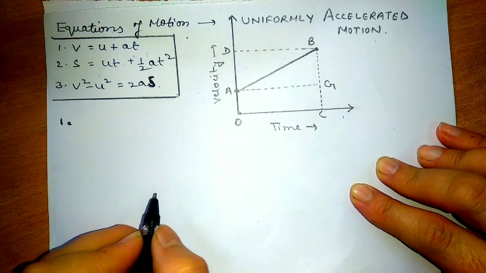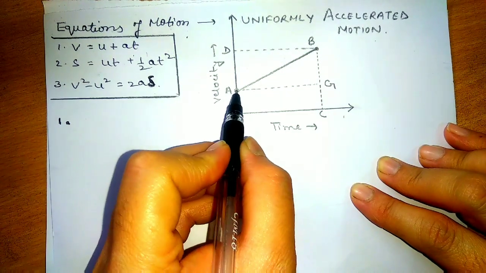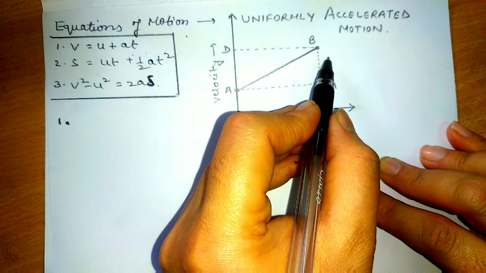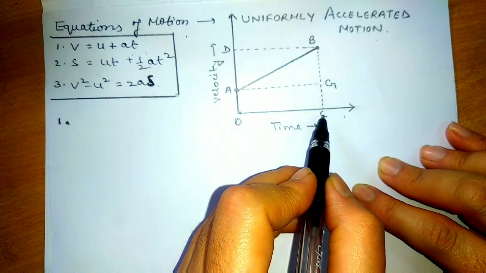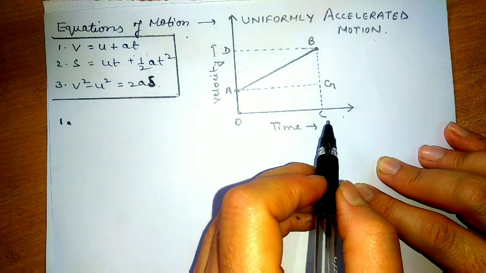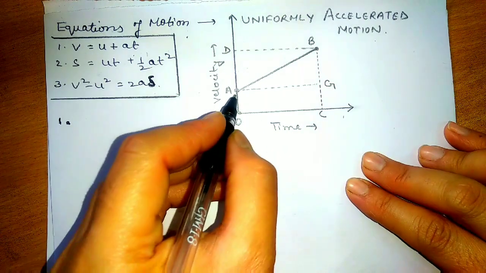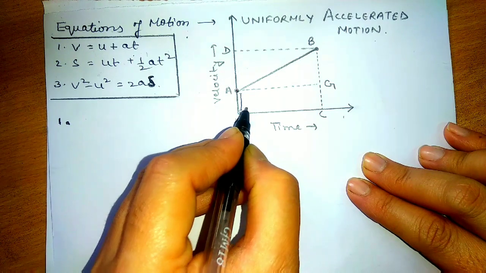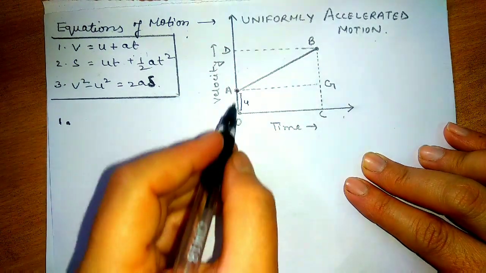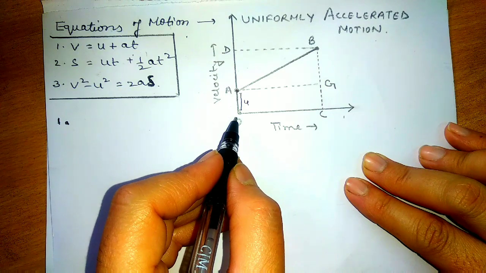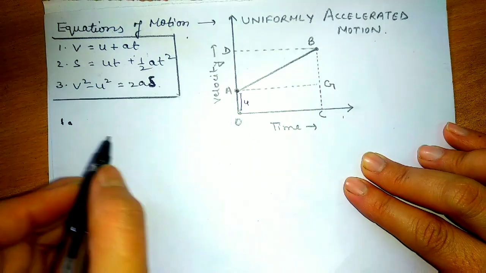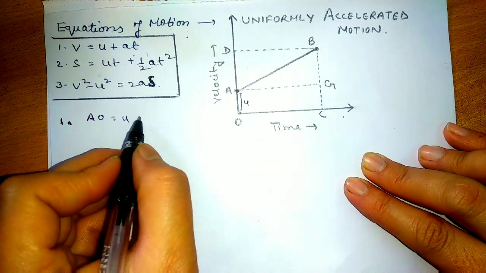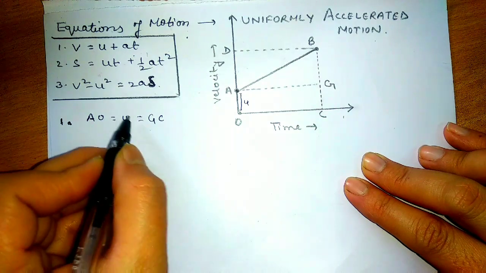So in this graph we see that an object starts from this A point, reaches this B point with a uniform acceleration. And this is the time taken by this object. So if I consider the initial velocity, initially the object was at A, so this distance basically is the initial velocity. Let me write it as u. So what is this u? This u is AO. AO is equal to u, and this AO is equal to GC also. So I can write AO is equal to u or GC is equal to u.